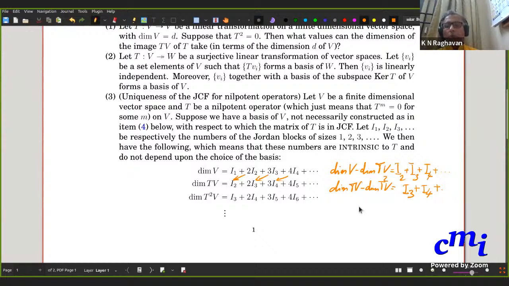So you see, this difference is bigger than this difference. That's what we saw in the other example. So the first difference was 5, then the differences have to keep decreasing. If I start with 20, and dimension of TV is 15, dimension of T square V cannot be 9, because the difference between 15 and 9 is 6, which is more than the difference between 20 and 15.